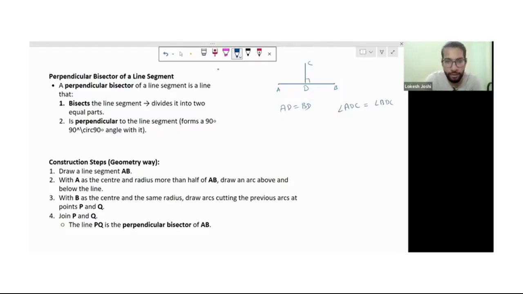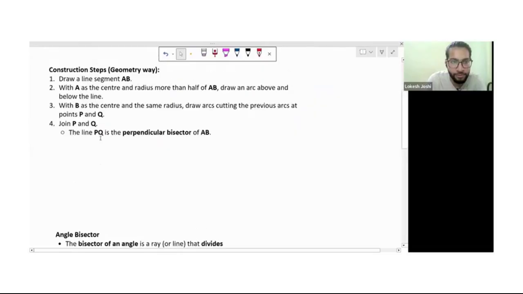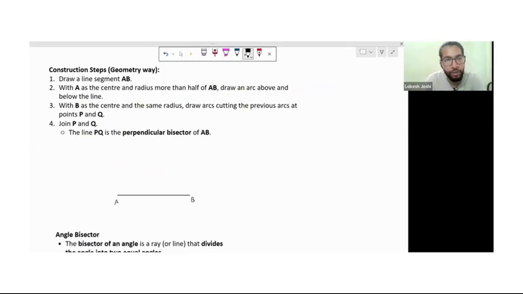Now, how can we construct it? Let me explain this one. First of all, we have to draw a line segment AB. To understand this more clearly, you should have a compass with you, and a scale. Using them, it will be clear. So, if we draw AB, with A as a center and radius more than half of AB, suppose half of AB is somewhere like that, we have to make an arc. What is an arc? An arc is a part of a circle.